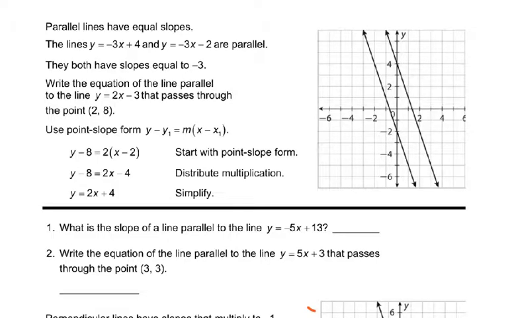Hello, and welcome back. Today I'm going to describe to you the difference between parallel and perpendicular lines and how to determine if a line is parallel or perpendicular.